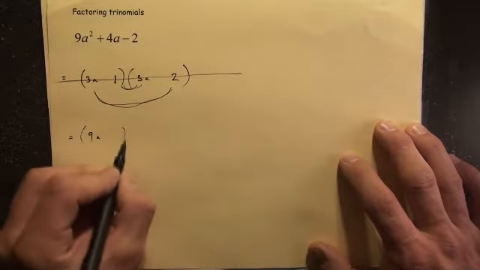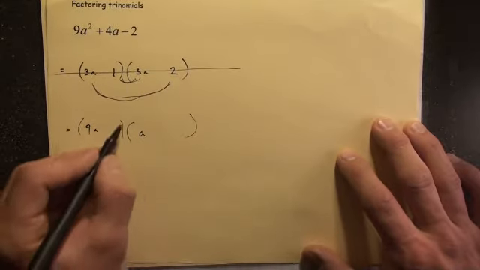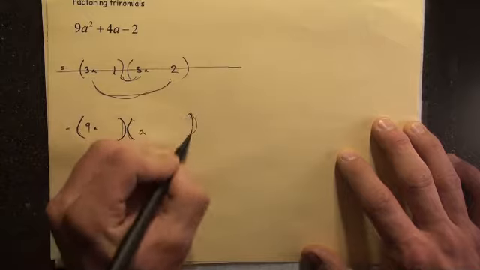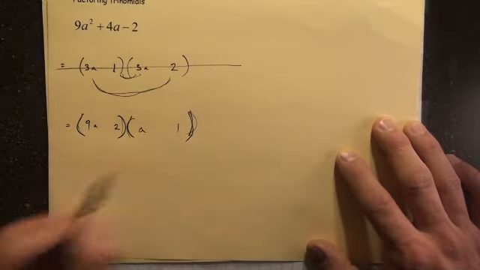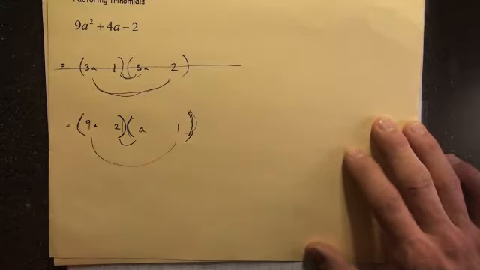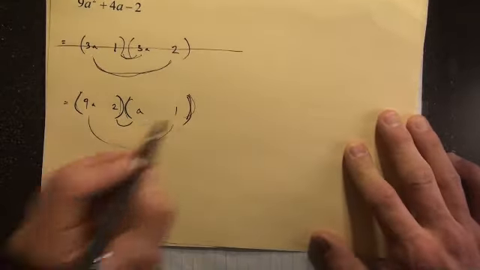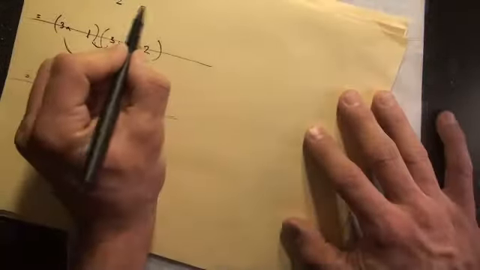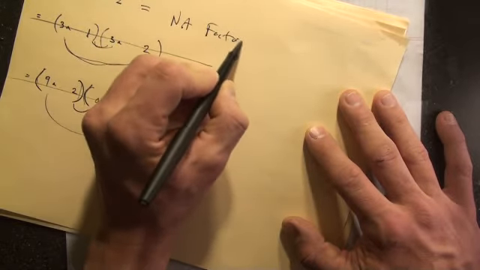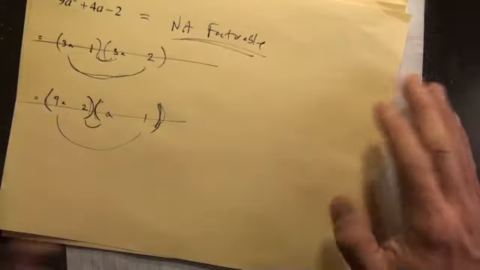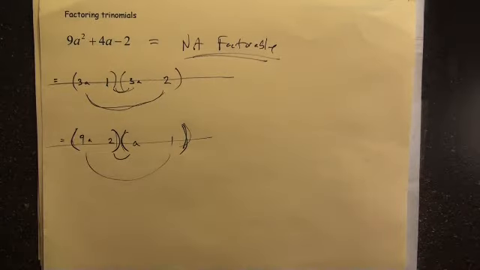Then we try 9 and 1. Okay? 9a times 1a. Well, we only have a 2 and 1. I think we have to put the 2 here and the 1 there. Well, guess what? 2 and 9 does not get you down to 4. Therefore, what have we just figured out? That this trinomial is not factorable. It's not that there's no solution. It's just that the trinomial is not factorable.